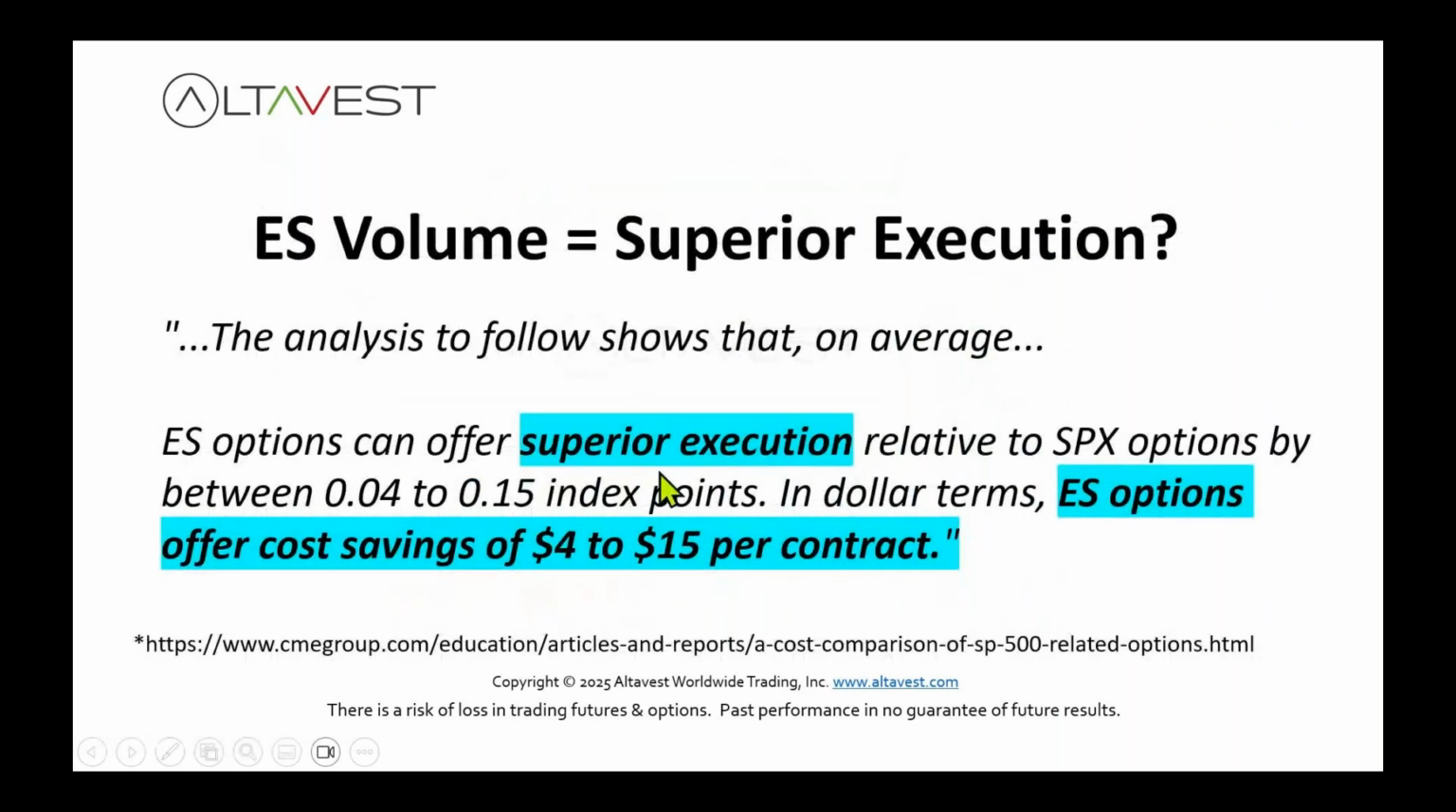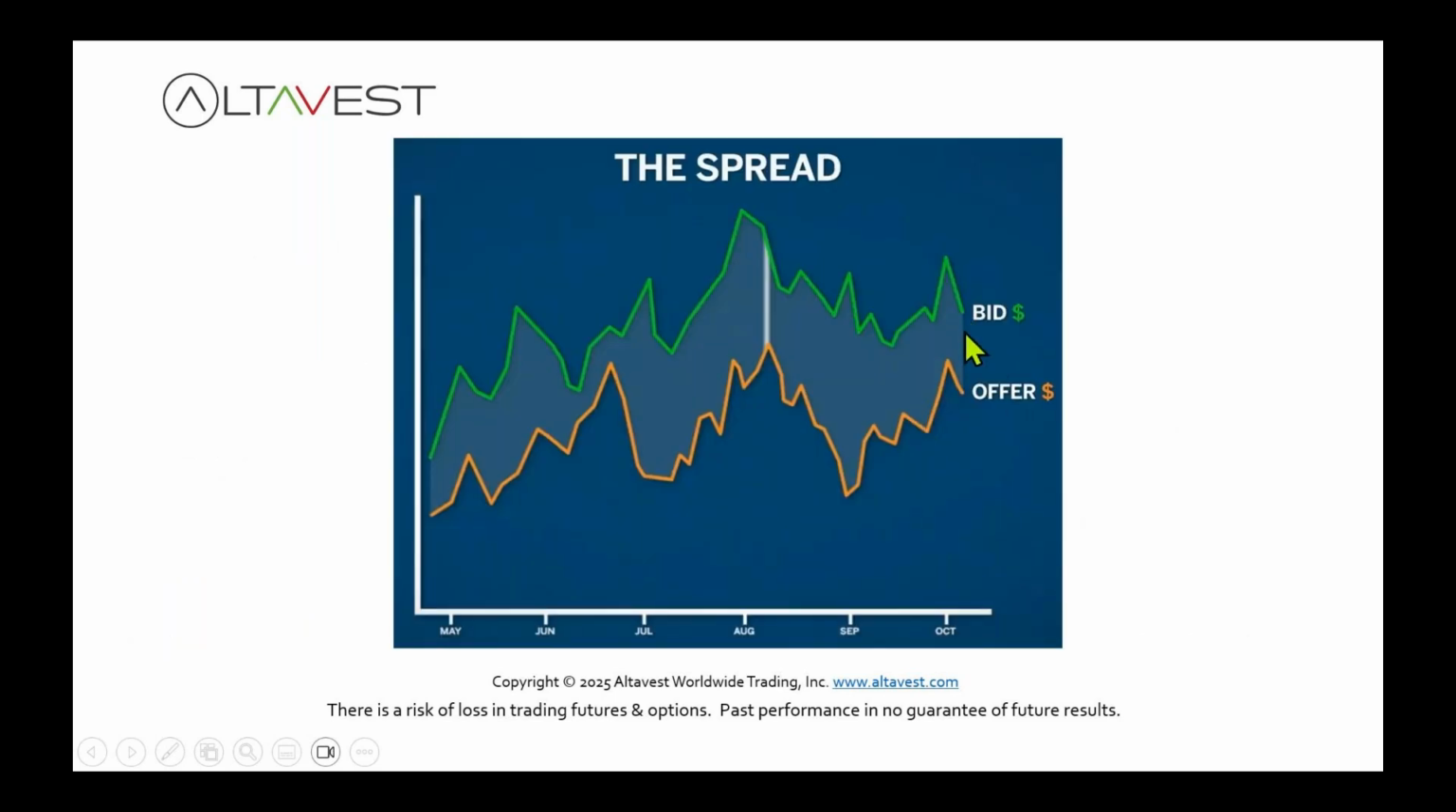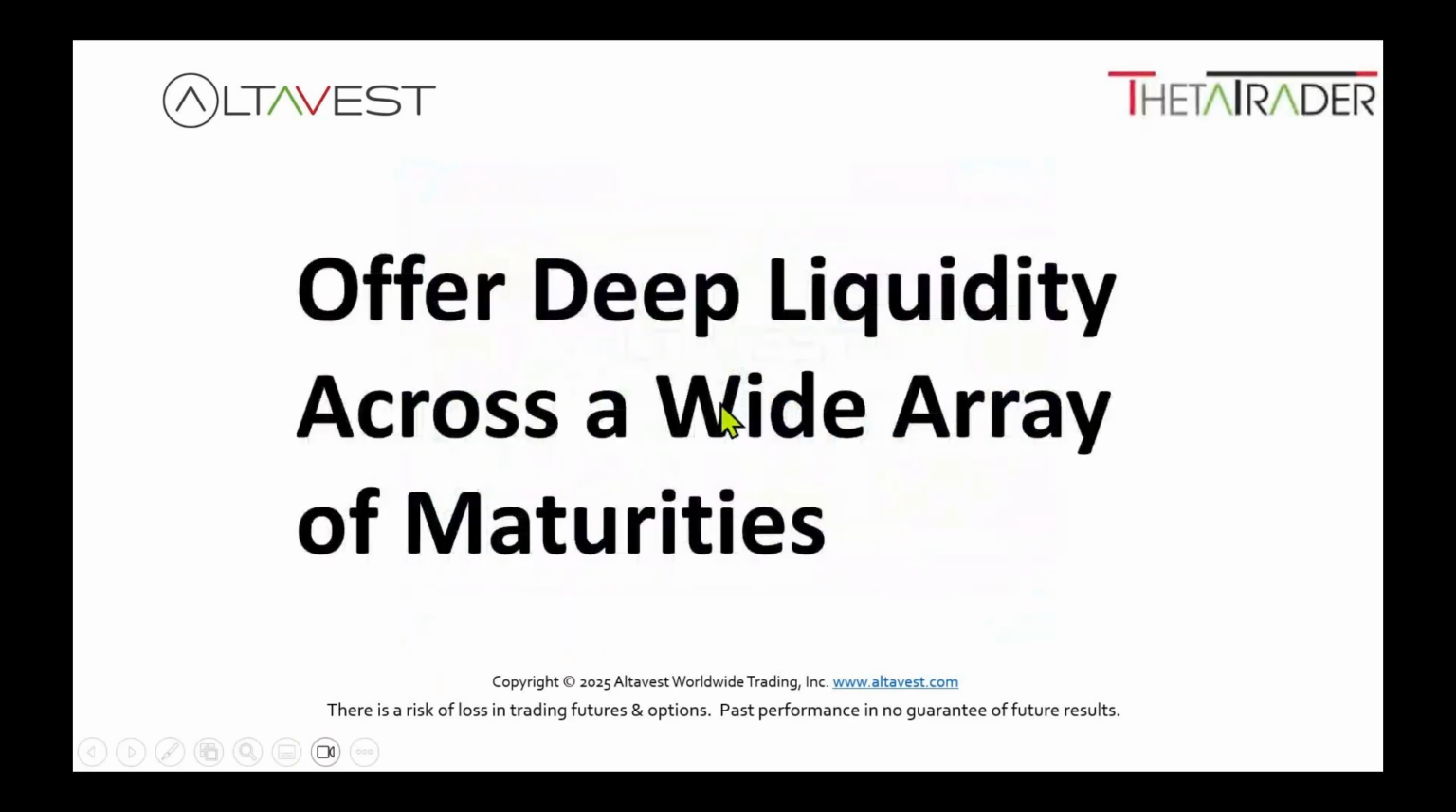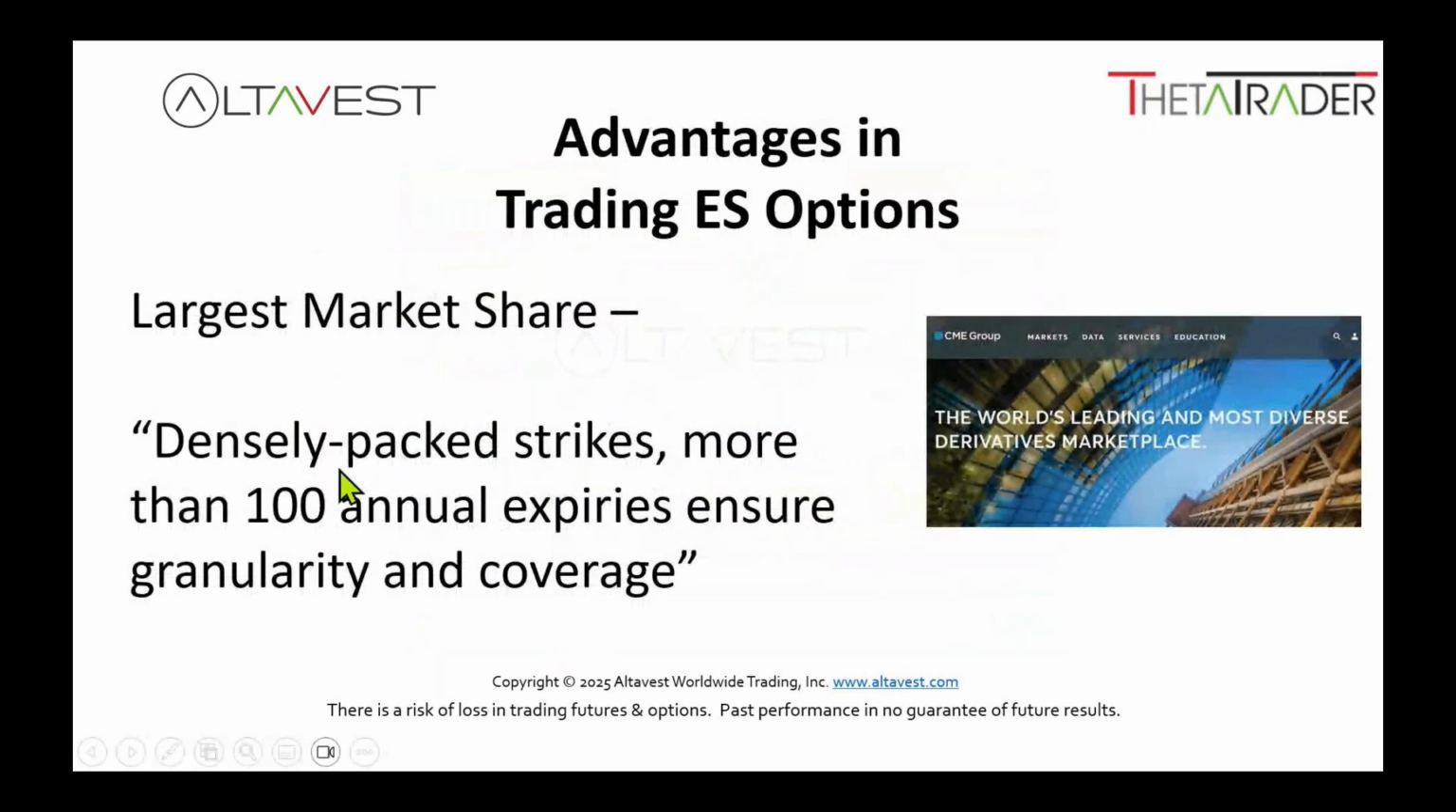So that means you get superior execution according to the CME Group, with the ES options offering a cost savings of $4 to $15 per contract. So that means your spreads, the bid-offer spread there, is tight. So again, deep liquidity, wide array of maturities, densely packed strikes, 100 annual expirations. You get the granularity and coverage you need.